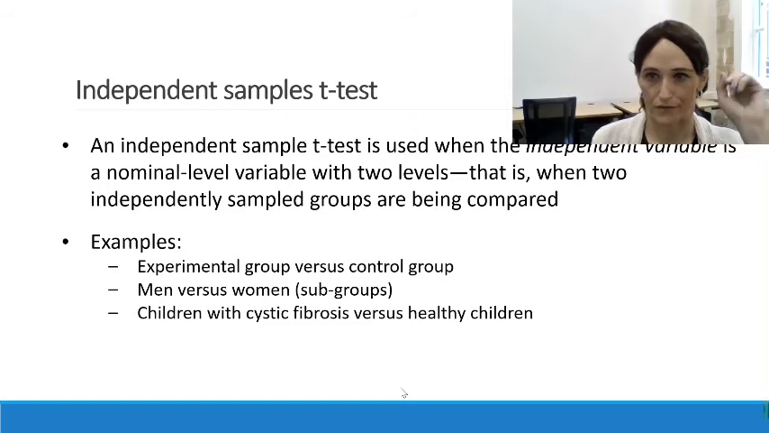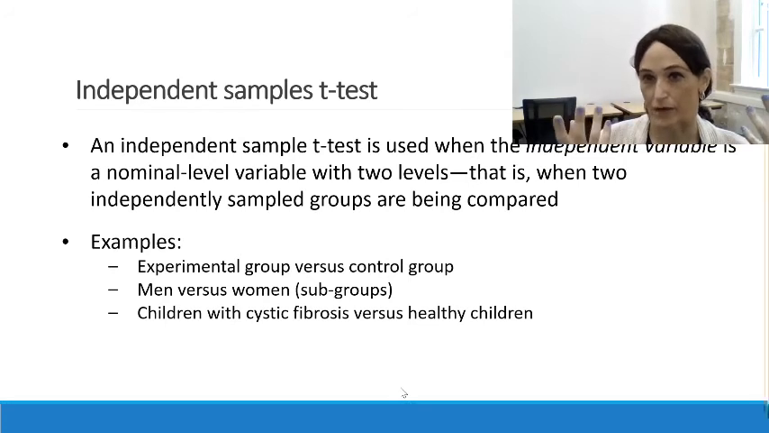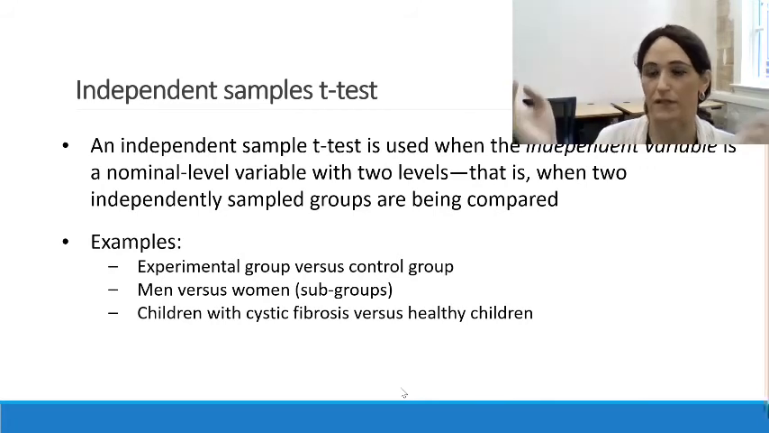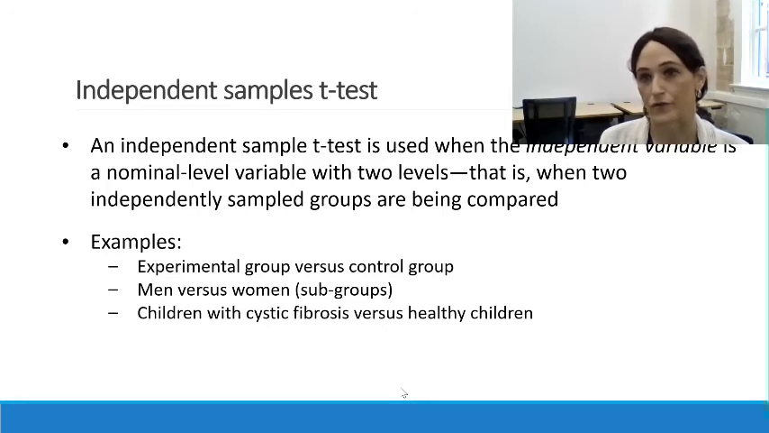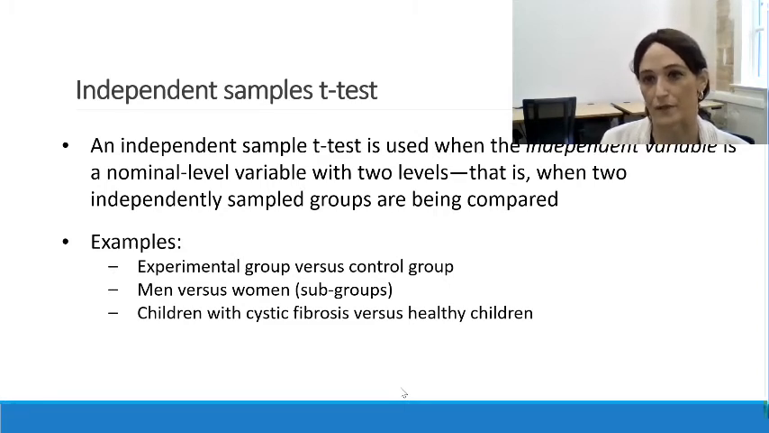So we're going to have 2 groups, treatment versus control, and we want to know, are the group means different on some outcome? And we can calculate that for our sample, but what we're really interested in is, what would this mean in a large population? So an independent sample t-test is used when the independent variable is nominal level, in this case, treatment versus placebo, and has only 2 levels. And we have 2 independently sampled groups being compared.